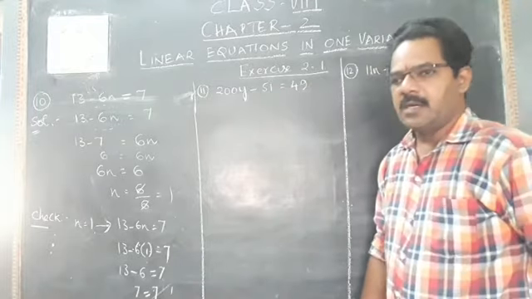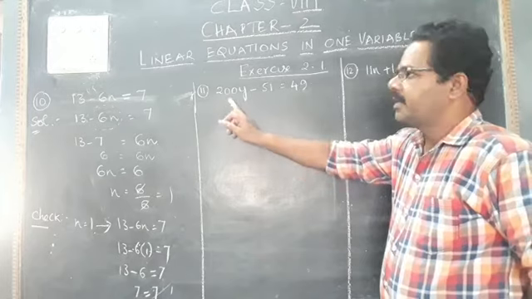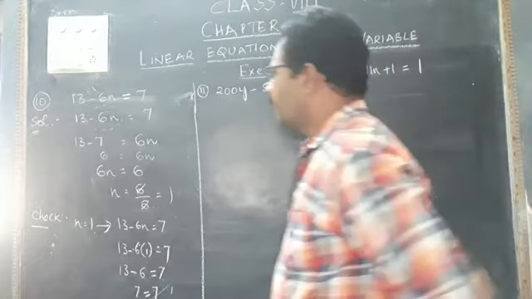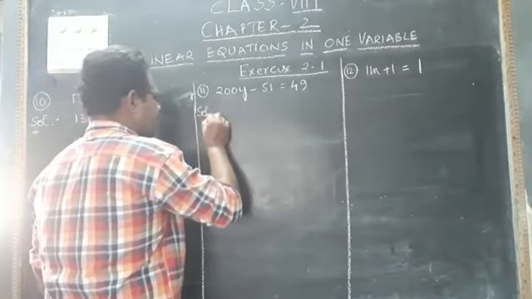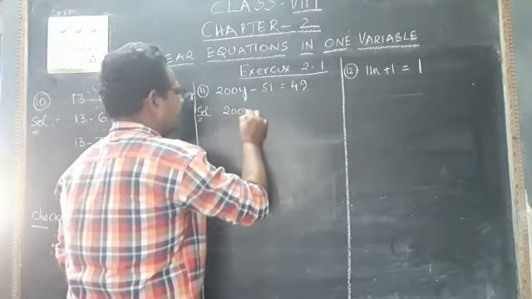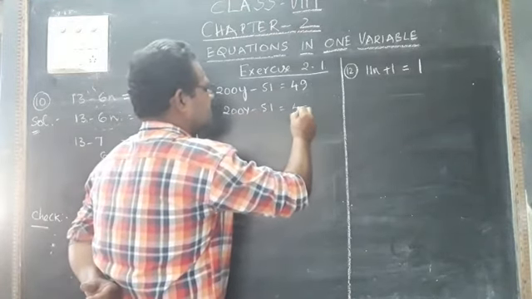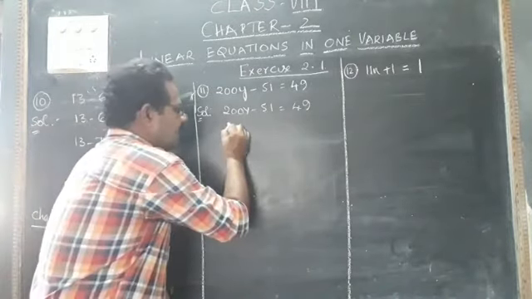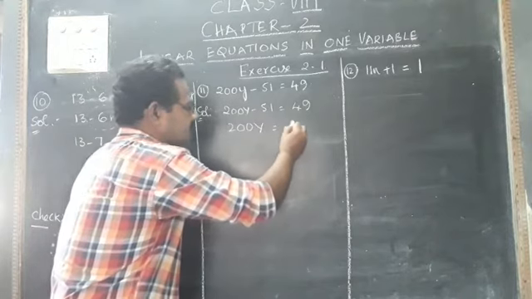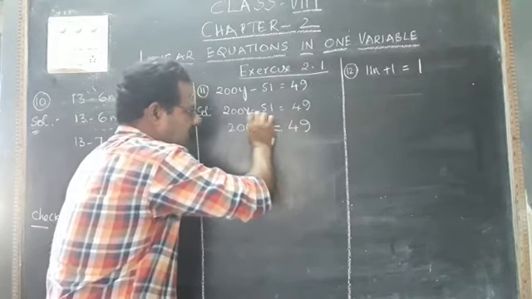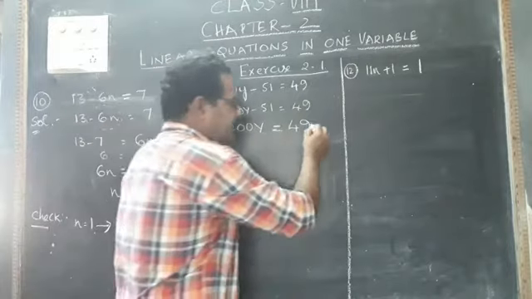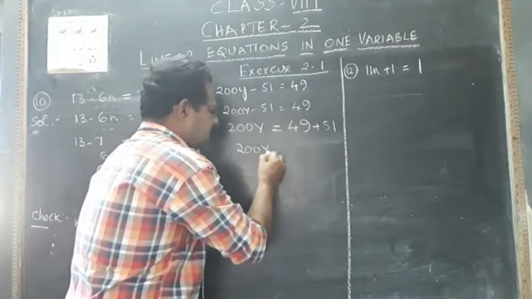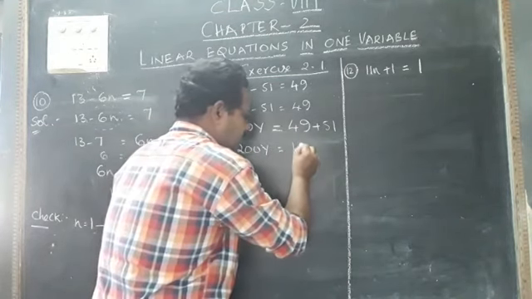Now we shall go for the 11th sum. What is the 11th sum? 200y minus 51 is equal to 49. So for this solution, 200y minus 51 is equal to 49. Okay. So 200y you have to keep on the left hand side. 49 is already there. Minus 51, if you bring to that side, it will be plus 51. So 200y is equal to 49 plus 51, which is 100.